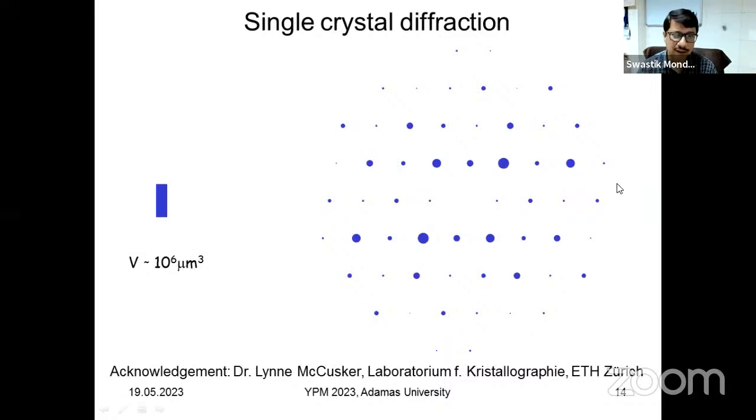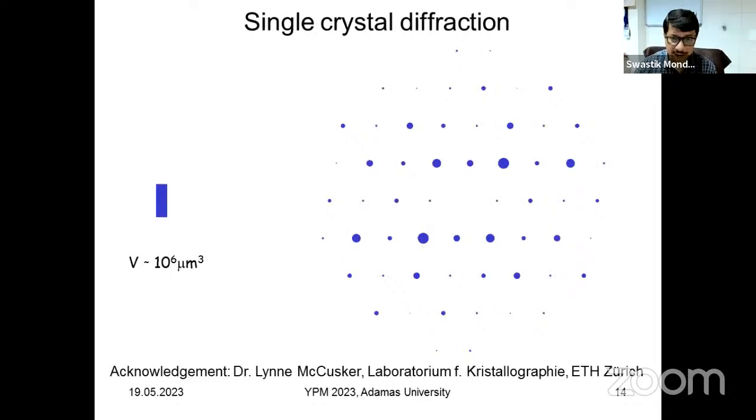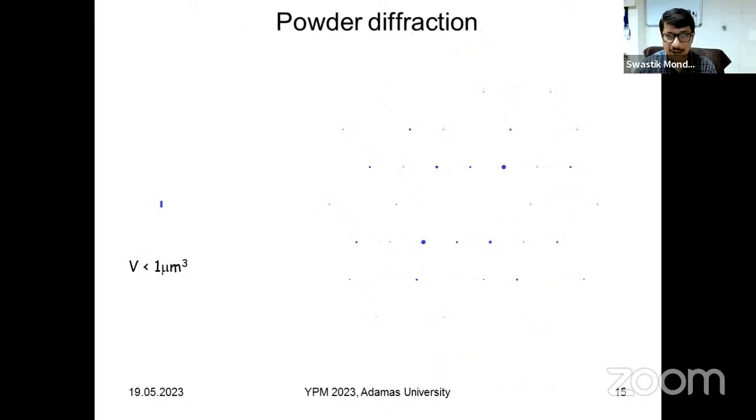Now, if I crush this single crystal to a very tiny crystallite, that means a volume of the order of 10 to the power 1 micrometer cube, then essentially we'll get the same diffraction pattern. The only difference is that the intensities we receive will be very, very less. So if I go back again, this is the single crystal X-ray diffraction pattern, and this is the powder X-ray diffraction pattern from one tiny single crystal.